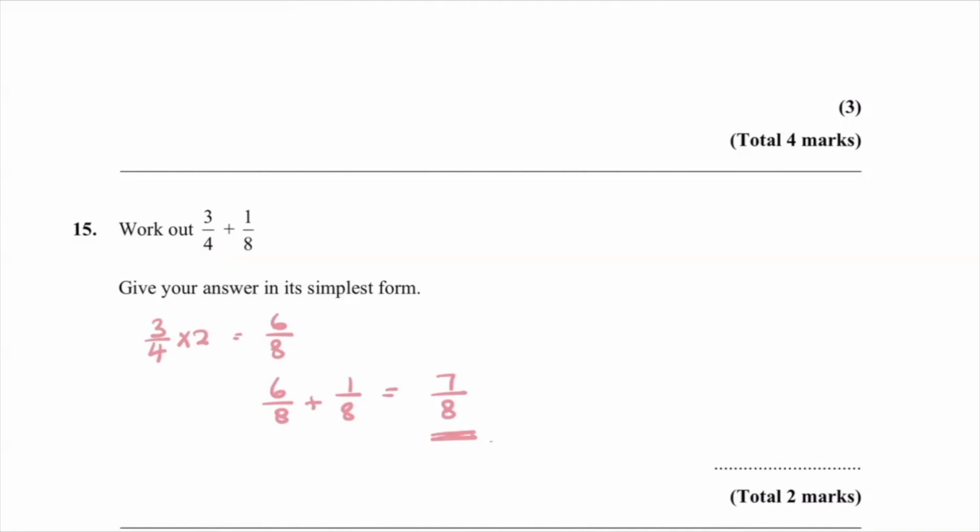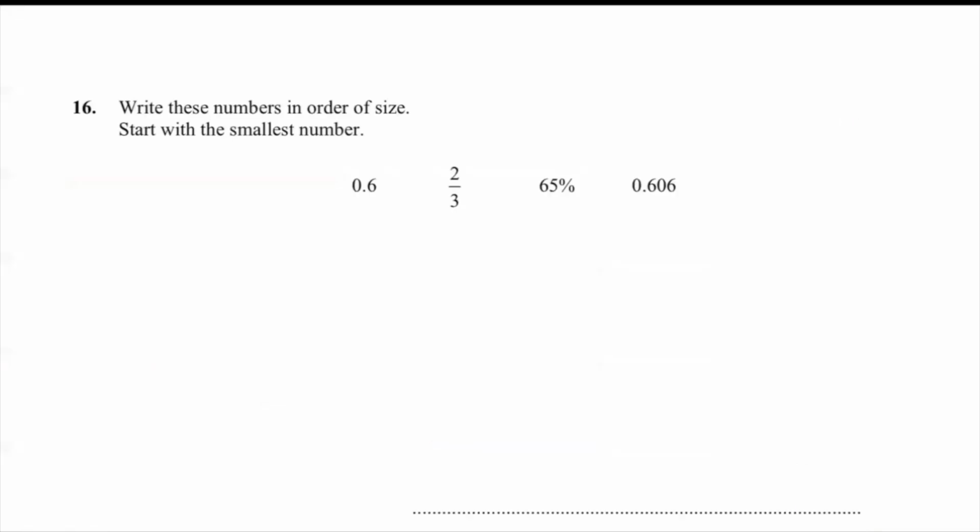If you did it via a different method, you may have got a bigger fraction. It does say simplest form. Just make sure you have cancelled that down to get full marks. Okay, so we're being asked to write these numbers in order of size, starting with the smallest.